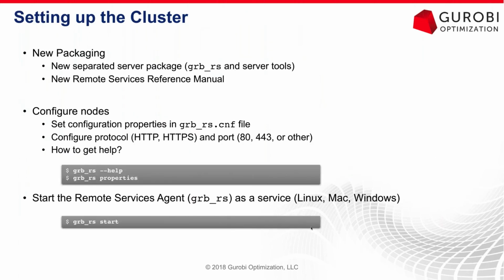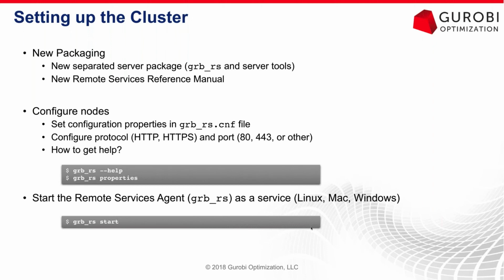So to set up a cluster, we did change some of the packaging. If you're using Gurobi Compute Server, on the server side, it's a separate download. You just download the Gurobi server components and install that on the server. It's a separate download, a separate installer, and it has its own separate reference manual. So you could give that to your system administrator and say, read this. They don't have to be an expert in optimization. They just have to read the basic configuration instructions for the Gurobi remote services.